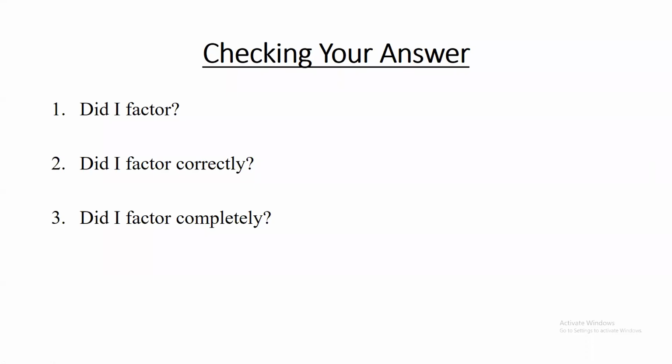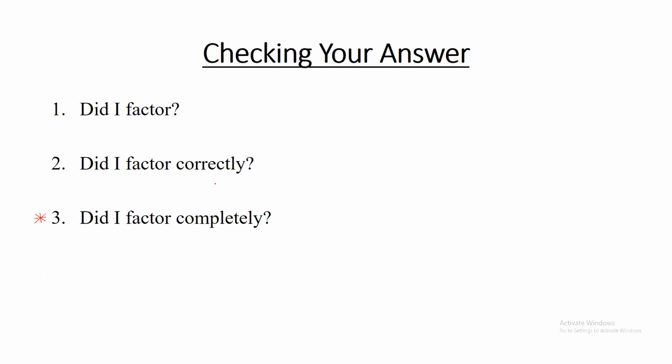In an earlier video, I mentioned that whenever you factor, if you want to make sure your answer is correct, you have to ask yourself these three: did I factor correctly, and did I factor completely? In this video, I want to focus on number 3, did I factor completely, because it's a common source of mistakes. Remember, what did I factor completely means is, once I factored, could I factor more?